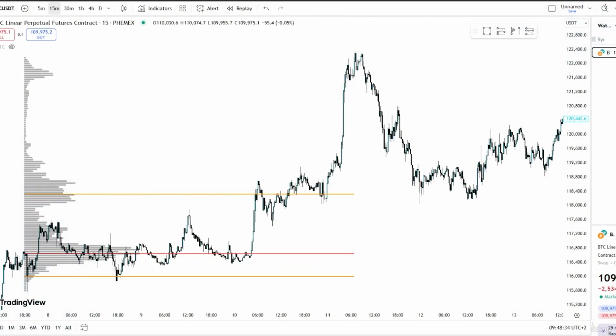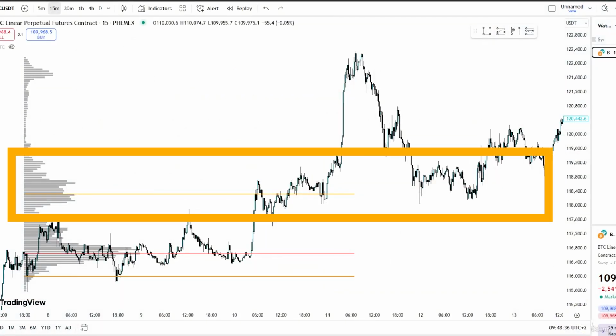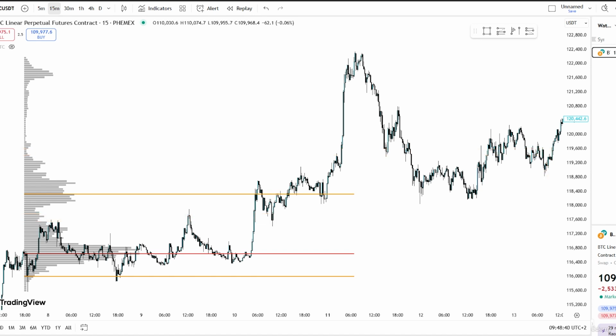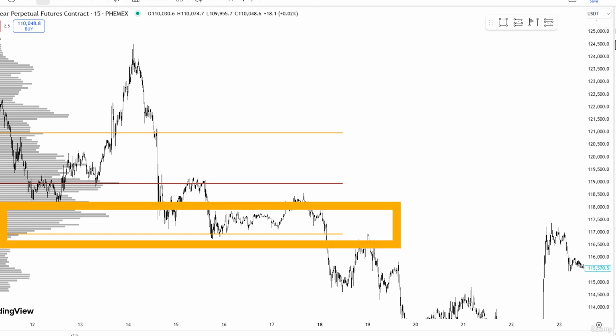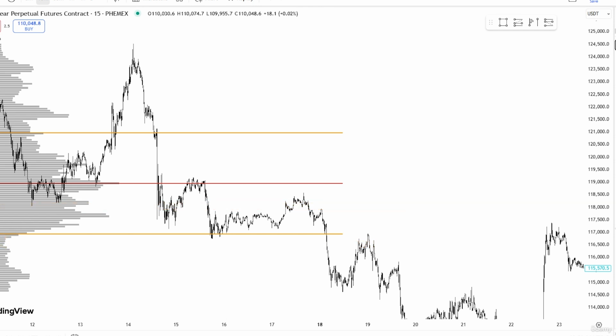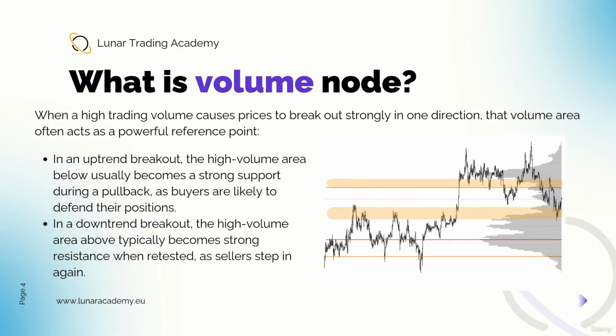In an uptrend breakout, the high volume node below usually becomes strong support during a pullback, as buyers are likely to defend their positions. In a downtrend breakout, the high volume area above typically becomes strong resistance, because sellers will want to defend their positions here. Therefore, we can use these areas as key levels for potential trades.